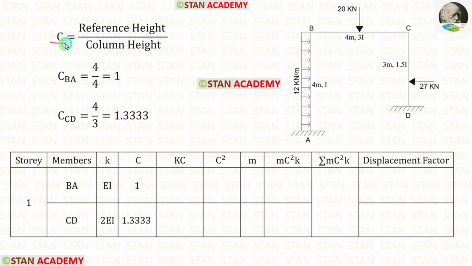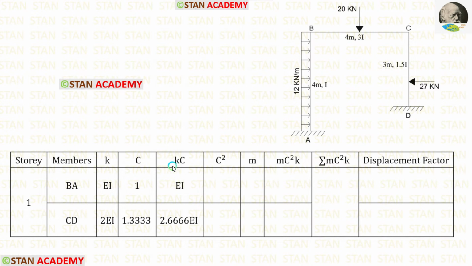Now, let us find the C values. The formula for C is reference height upon column height. We have selected the column AB as the reference column and the reference height is 4 meter. So for CBA, the reference height is 4. The height of column AB is 4. 4 upon 4, we will get 1. For CCD, the reference height is 4. The column height is 3. 4 upon 3, we will get 1.3333. Let us enter these values.